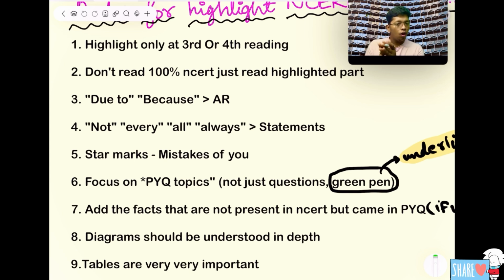The meaning of this third point is that lines with "due to" and "because" have a greater chance of assertion-reason. Whenever you read a line in NCERT the first or second time, then after the third time when you are highlighting it, see the words "due to" and "because". If you see them, there is a high chance that an assertion-reason question may come. When you see words of this type, try to mark it as A/S, that is, assertion-reason based question. Like that you can mark and keep. When you are reading it, you will get the mindset that this is a high chance assertion-reason based question, then you will focus more on that.